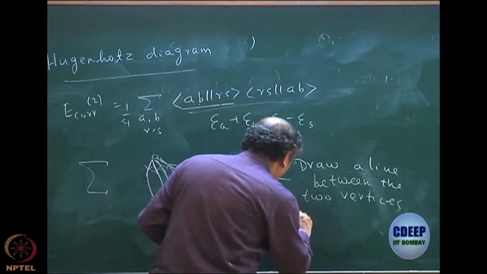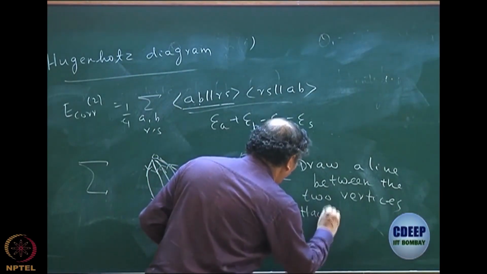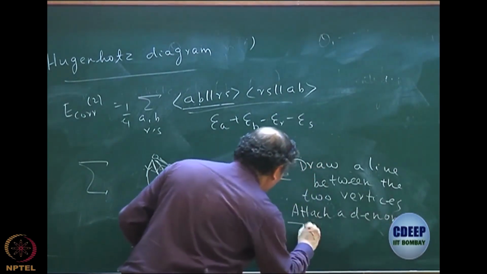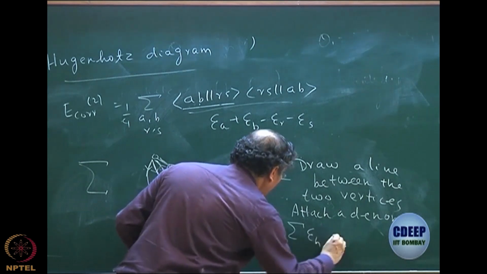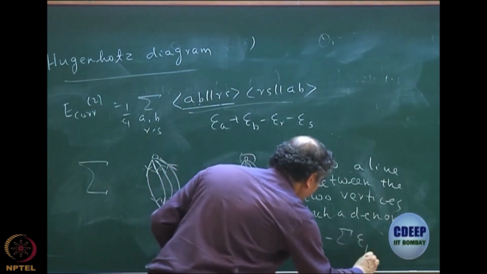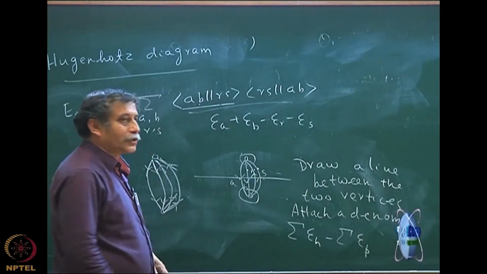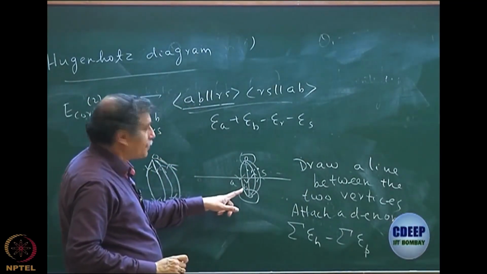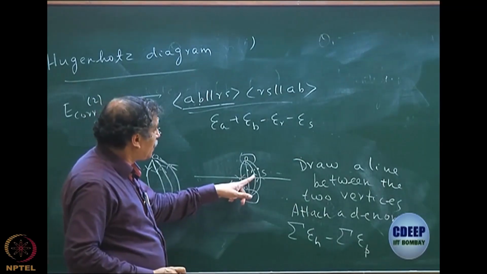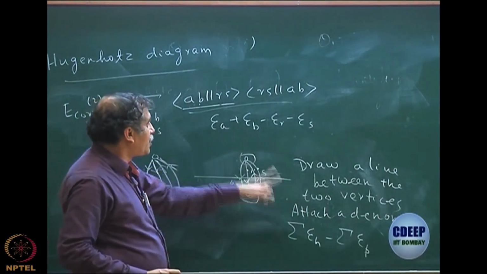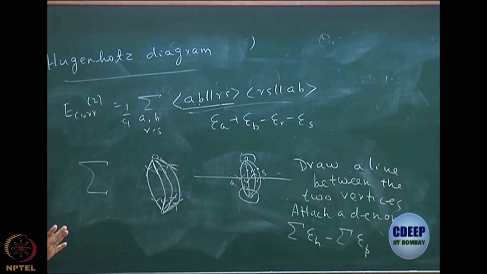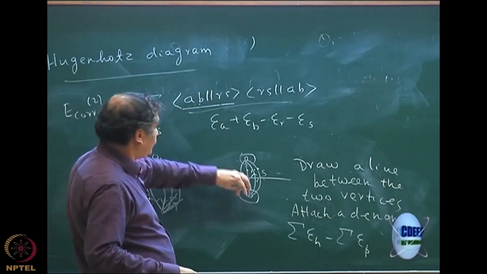Then attach a denominator where you put the sum of the hole lines minus the sum of the particle lines. So this is now A and B, these are hole lines. So you have epsilon A plus epsilon B minus epsilon R minus epsilon S. Attach a denominator. That's a rule. Okay? And then multiply the matrix elements.